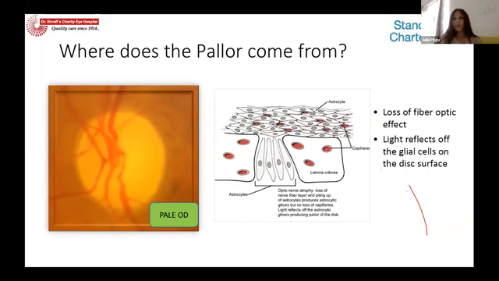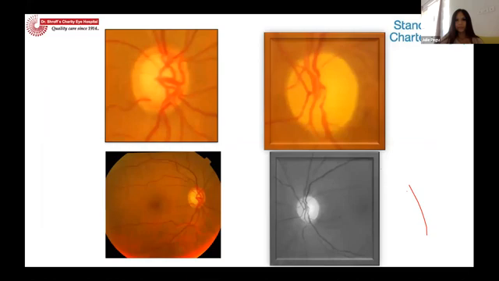Whenever you have optic atrophy, the axons die. They are replaced by glial cells on the disc surface, which do not reflect light, and that is why you see this pale color. There can also be some capillary dropout, and the arterioles also reduce in size and number. That is the other reason that you see this paleness of the optic disc.